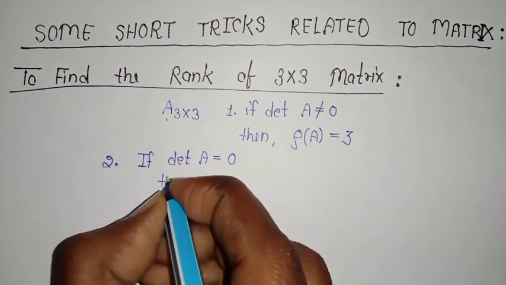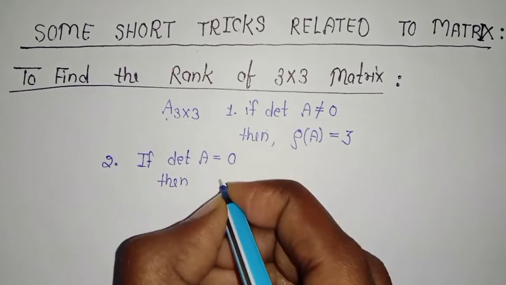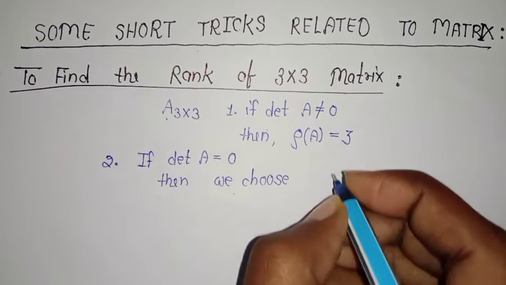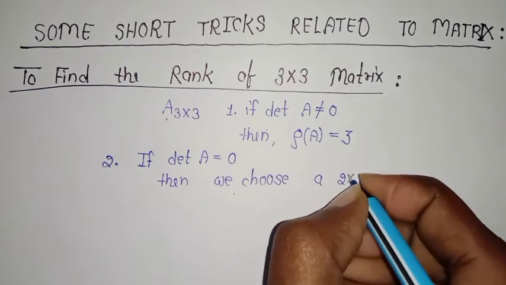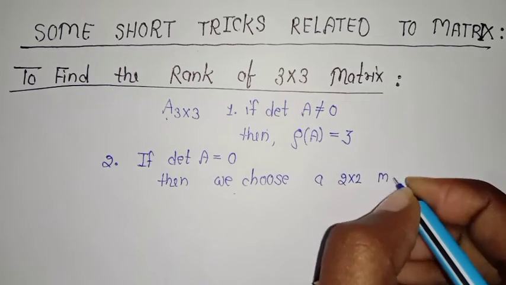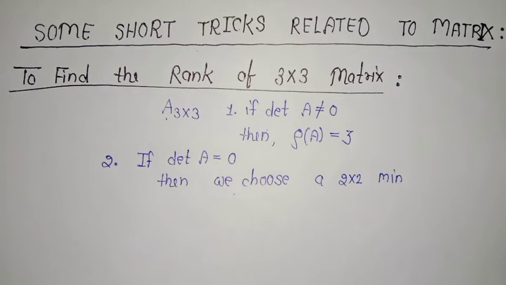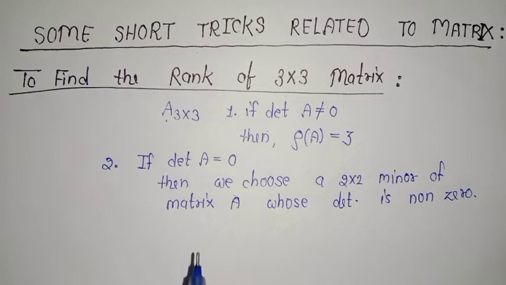Then we choose a 2 cross 2 minor of A. You just try to find a 2 cross 2 minor of A whose determinant is not equal to 0. If you are able to find that type of minor, in that case the rank of the matrix becomes 2, because we are getting a minor of 2 cross 2 whose determinant is not equal to 0. Okay, so I hope you understand this.